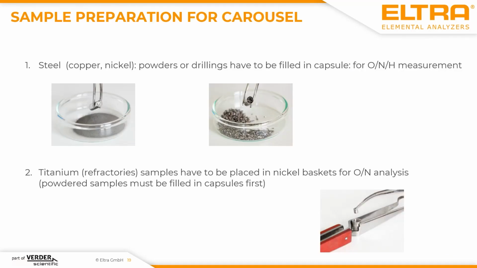When you are not familiar with ONH applications in general, and maybe you know only your sample, then here we have some basic pictures which illustrate how it's done in general. When you have a powdered sample, you just fill in the sample in a capsule, or when you have a granule sample, you also fill the sample just into a capsule, and this is something you can directly apply to the carousel. Titanium samples are also easy to handle, because you just weigh your sample and put this in a basket, and this basket is directly applied to the sample carousel.